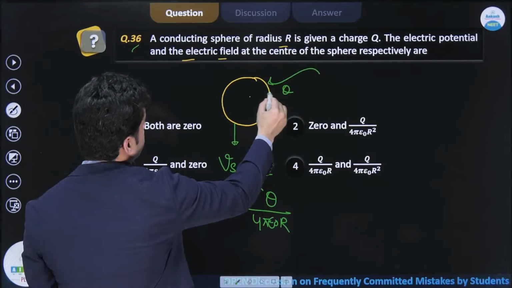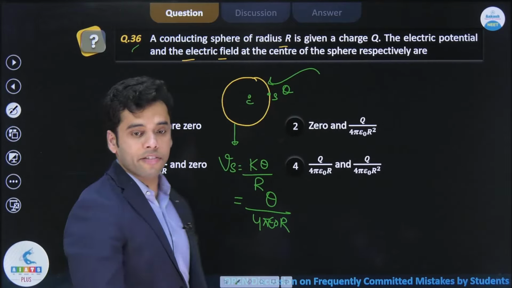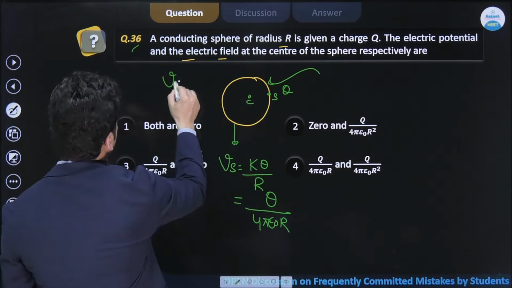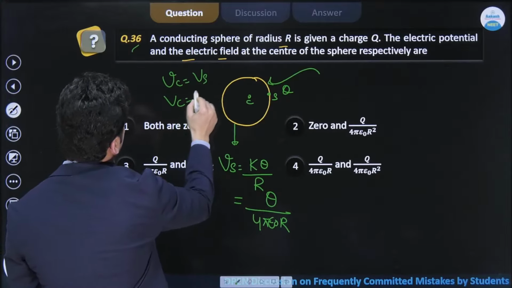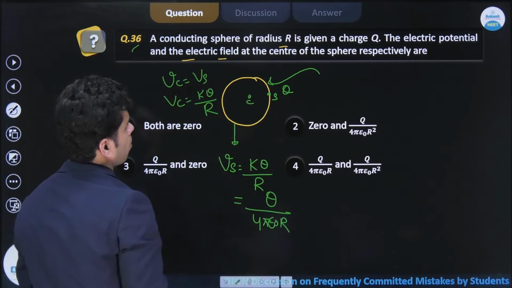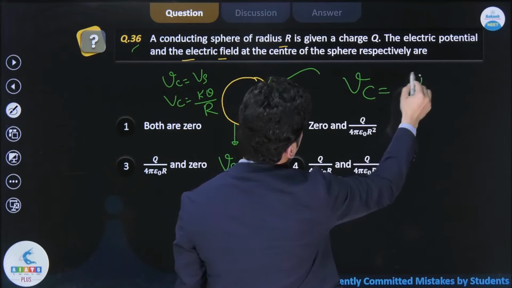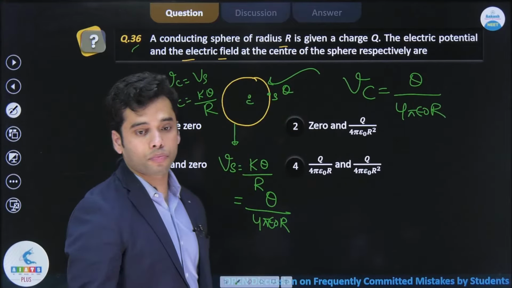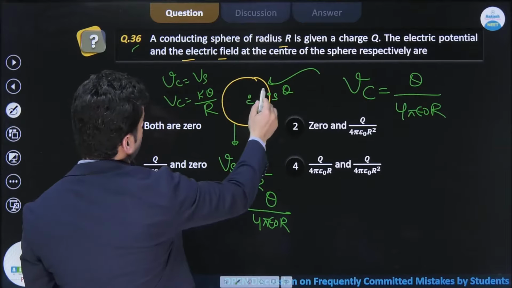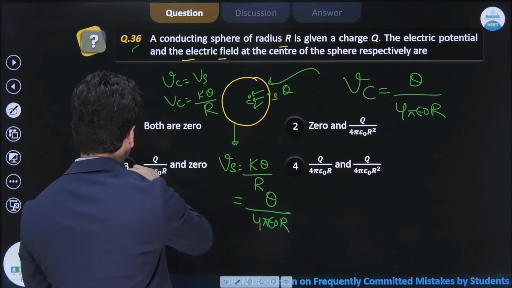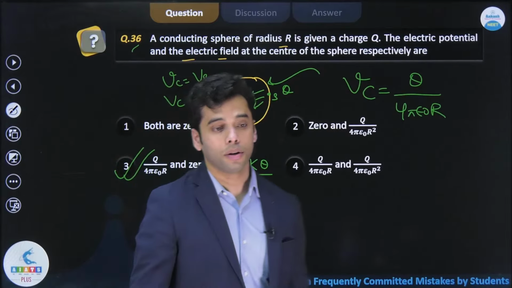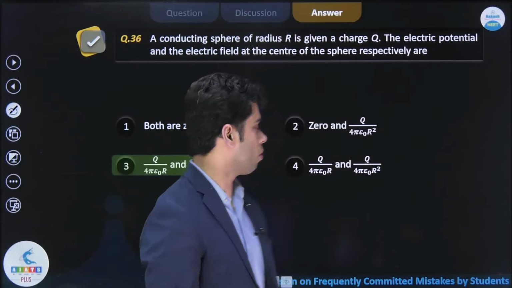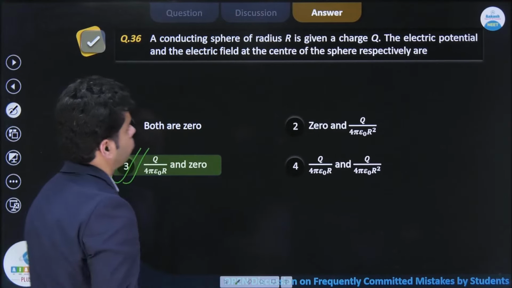Now between the surface and the center there is no electric field of any kind. No electric field exists inside the conductor. It means that Vc should be equal to Vs. So Vc is kq by r, or q over 4 pi epsilon naught r. So potential at the center is q over 4 pi epsilon naught r. And the electric field will be zero, because the potential is constant, so the electric field has to be zero. Option 3 is the correct answer to this problem. Any doubt? Option 3 is the correct answer to this problem.